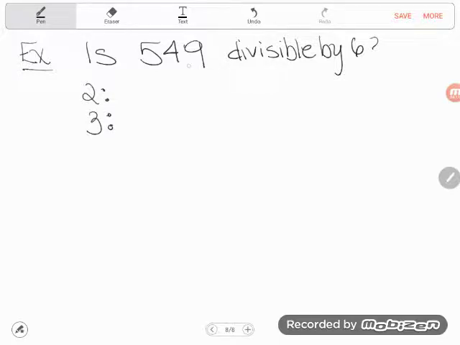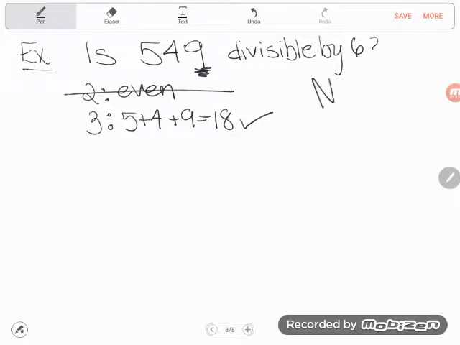And although this number would pass the test for the 3's, if I added up 5 plus 4 plus 9, I'd get 18, which is on the 3 times tables. It doesn't pass the test for the 2's because the test for the 2's is, is it even? This is not an even number. It ends in 9. If it doesn't pass both tests, the answer is no, it's not divisible by 6.